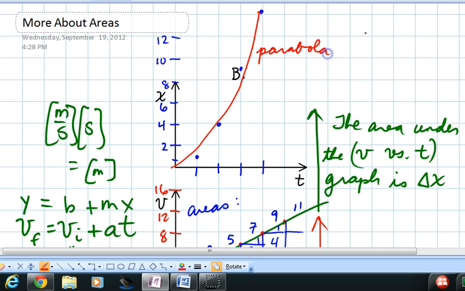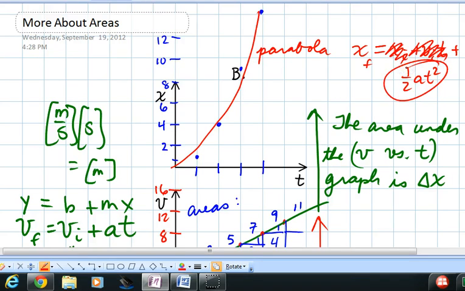Why do we get that? Because position final is equal to position initial plus v initial times time plus 1/2 at squared. And we'll talk more about this equation a bit later on. But even if we get rid of x initial and v initial because that was 0, we still have a parabola. Okay? And the important thing to see is this.